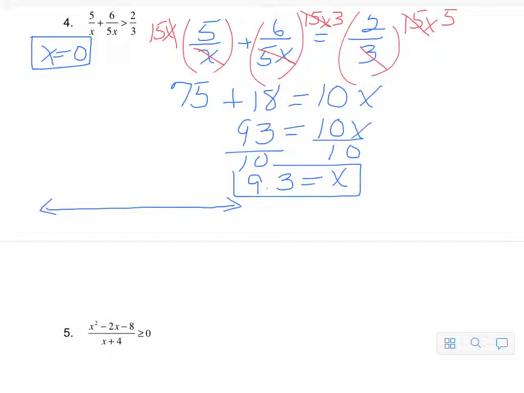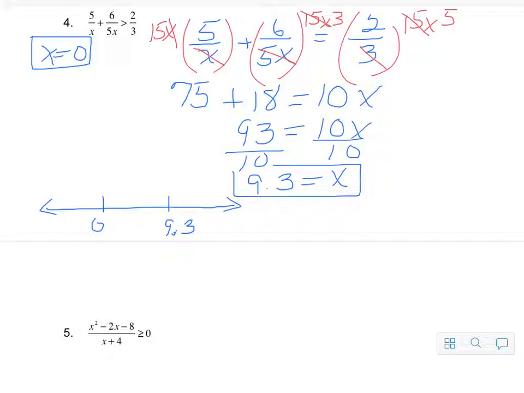I go back up and look at the inequality. The inequality symbol didn't say an equal to, so I'm just going to have open circles at 0 and 9.3. I need to test numbers that fall less than 0, a number between 0 and 9.3, and a number greater than 9.3 to see what works.